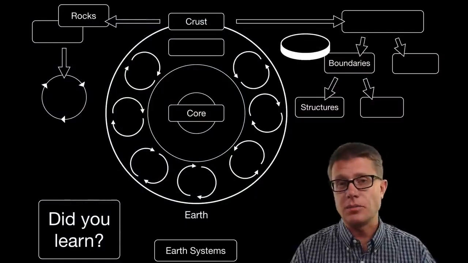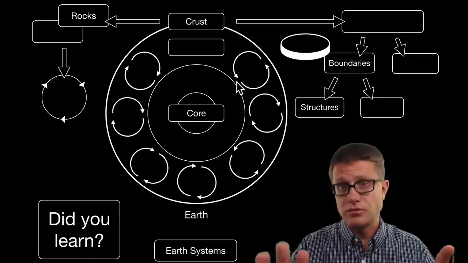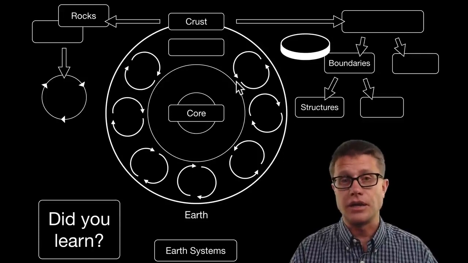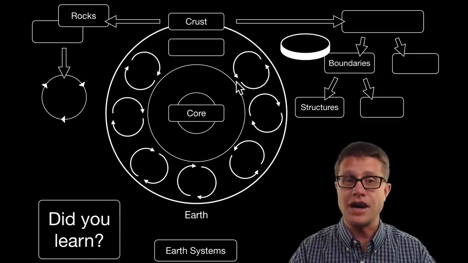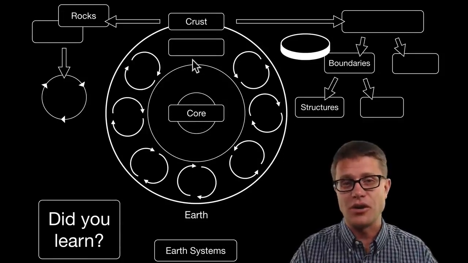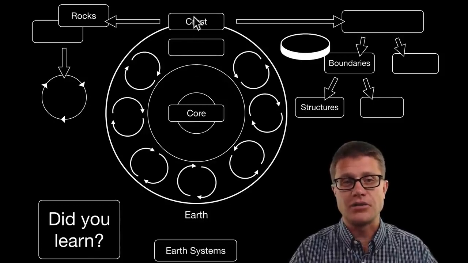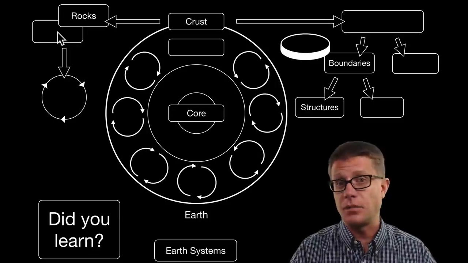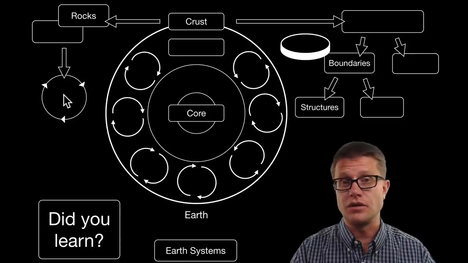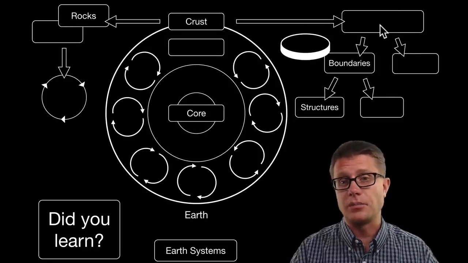And so did you learn about Earth systems? Can you stop the video and try to fill in the blanks right now? I'd pause the video, but if not, I would say we've got a center core, we've got a mantle and a crust. The crust is made up of rocks, which in turn are made up of minerals, which is reshaped using the rock cycle. These plates move on the surface. We call that plate tectonics.